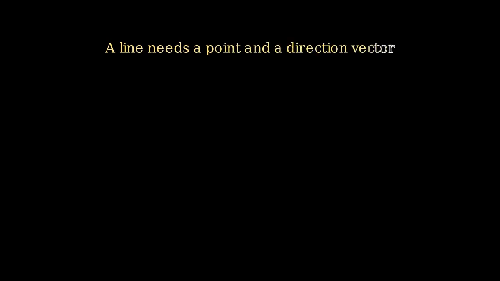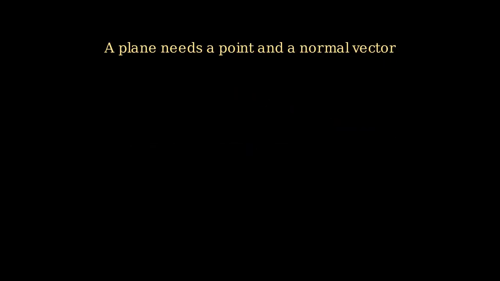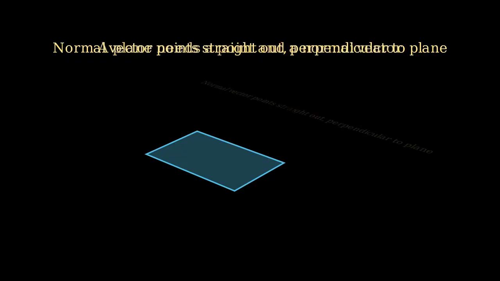To describe a straight line in three-dimensional space, we need two pieces of information. We need one point that lies on the line and one direction vector, which tells us which way the line points. To describe a flat plane in three-dimensional space, we also need two pieces of information. We need one point that lies on the plane and one normal vector, which is a vector that points straight out, perpendicular to the plane.